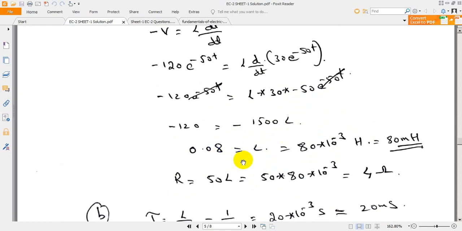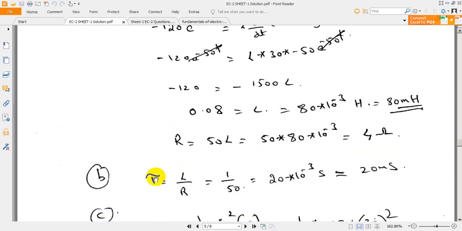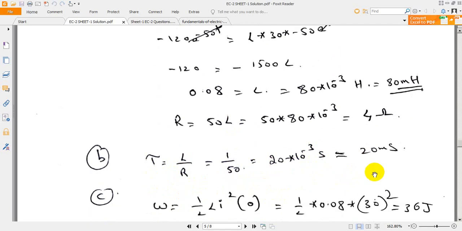From this we can write L is equal to 0.08, or 80 millihenries. We also know R is equal to 50 L. Substituting the value of L, you get R is equal to 4 ohms. With this we have evaluated the L value and R value, and also the tau value. Tau is equal to L by R, which is 1 by 50, equal to 20 into 10 power minus 3 seconds, which is 20 milliseconds.